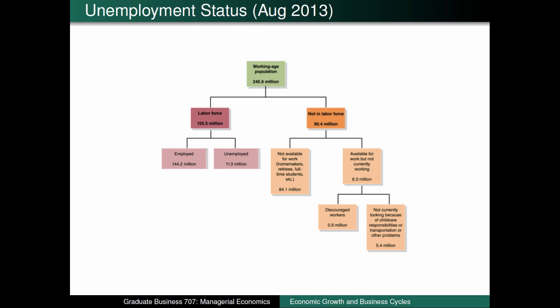This flowchart uses data from the BLS in August 2013. Of the 245.9 million people in the United States that were 16 or over at the time, 155.5 million were part of the labor force. As I mentioned before, some people don't have a job and aren't even looking for a job. We don't include these people in the labor force and refer to them as discouraged workers. Notice that the flowchart here identifies nearly 1 million people as discouraged workers in August 2013. The next slide focuses on the portion of this flowchart associated with the labor force.